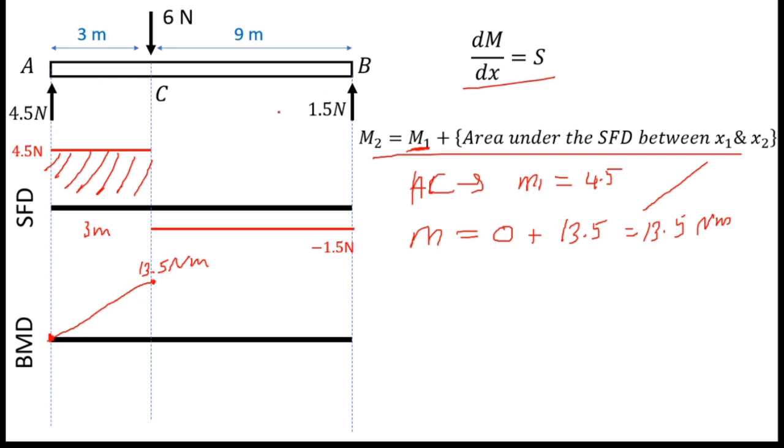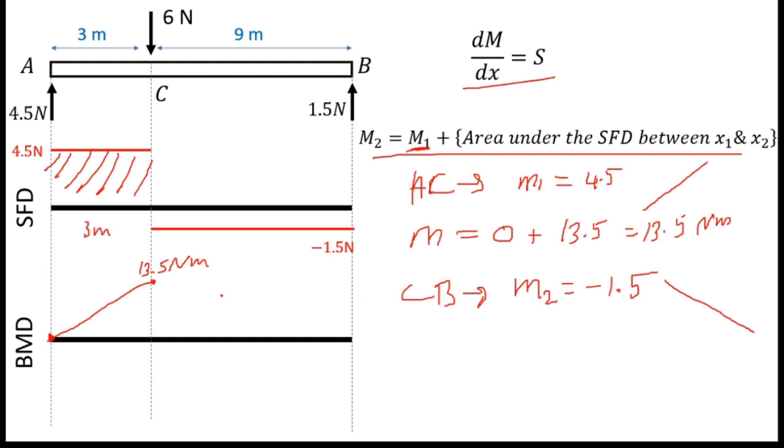For the CB segment, I will write slope as M2. It equals the shear force. So for the CB segment, shear force is minus 1.5 Newton. So slope equals minus 1.5. That means it's also a straight line, but in the opposite direction. So it's like this. It is a straight line with a slope, but in the opposite direction, right?